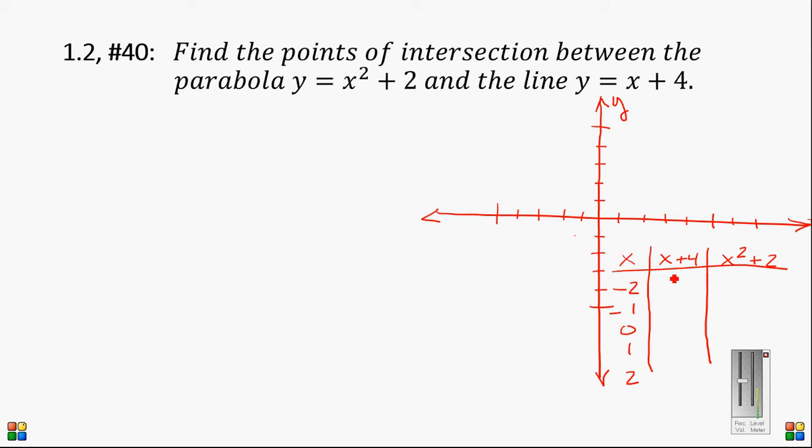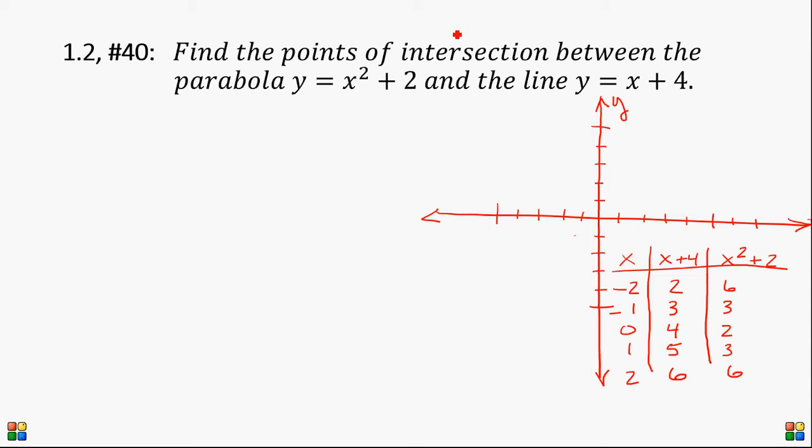So -2 plus 4 is 2, -1 plus 4 is 3, 0 plus 4 is 4, 1 plus 4 is 5. So this is my line. 2 plus 4 is 6. And then over here, -2 squared is 4 plus 2 is 6. -1 squared is 1 plus 2 is 3. 0 squared plus 2 is 2. 1 plus 2 is 3. And again, 2 squared is 4 plus 2 is 6.